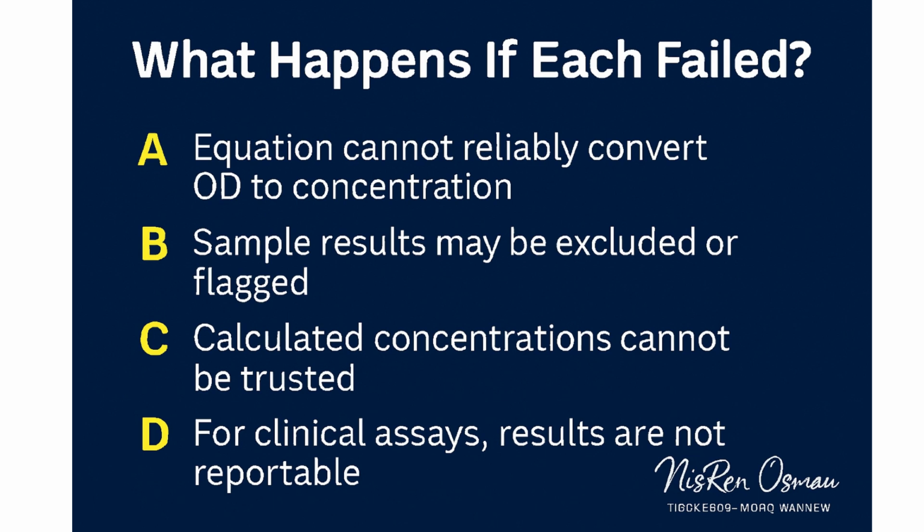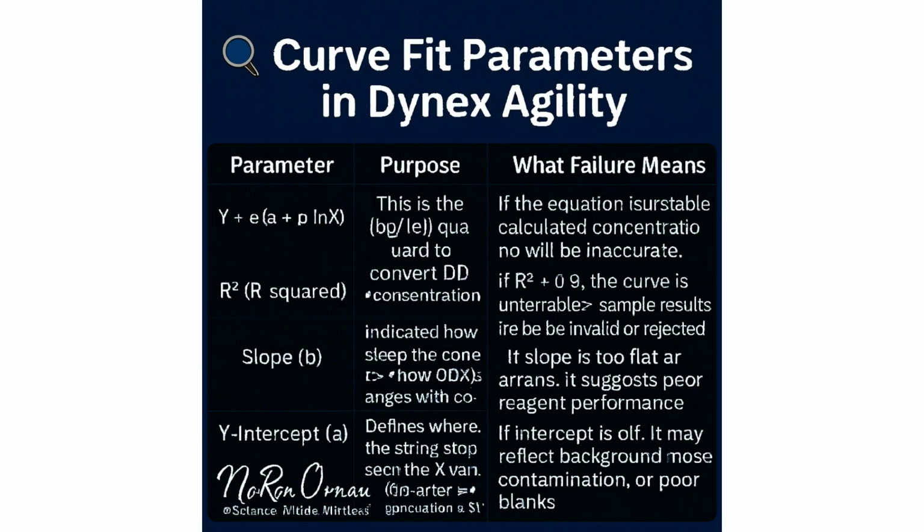In slide 5, the curve fit parameters table. We will check what each parameter is and its purpose. Here is the breakdown for each curve fit parameter. What is Y? Y is the equation used to calculate concentrations. R2 measures how well the curve fits the data. Slope shows how OD changes with concentration. Intercept reflects baseline OD when concentration is minimal. Each must meet predefined criteria to pass QC.